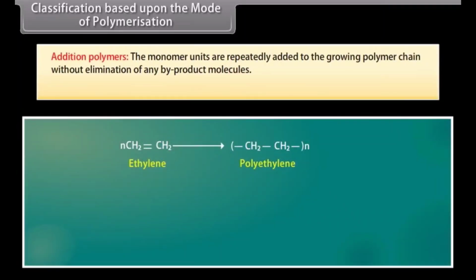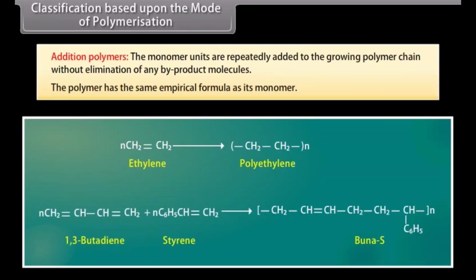Classification based upon the mode of polymerization. Under this type of classification, there are two subcategories. Addition polymers. The monomer units are repeatedly added to the growing polymer chain without elimination of any byproduct molecules. The polymer has the same empirical formula as its monomer. The monomers are unsaturated compounds, usually derivatives of ethylene. For example, polyethylene. Addition polymers can also be obtained by addition polymerization of two different monomers. For example, Buna-S.